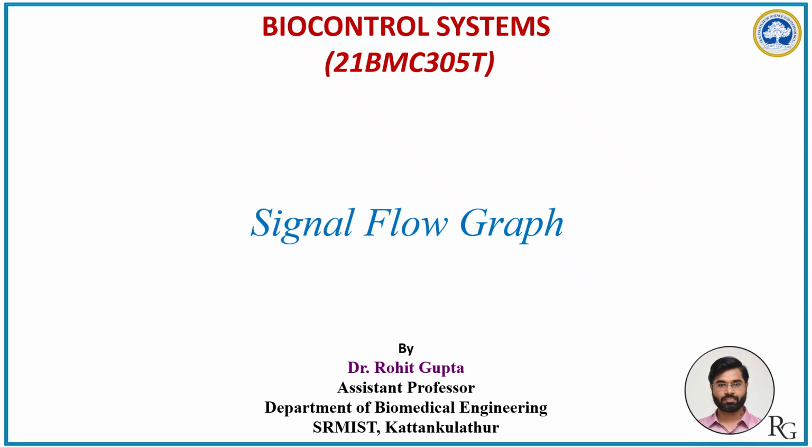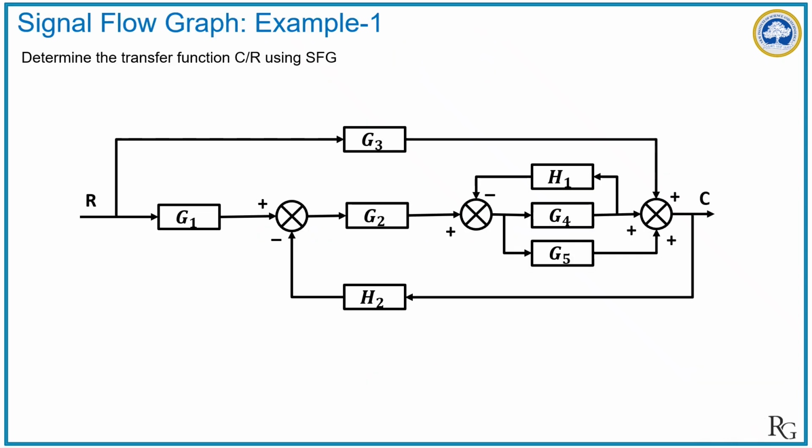In this session, we will see how to solve the signal flow graph if a block diagram is given to us. If the block diagram is given to us, we can find out the transfer function by using the block diagram reduction method as well as using the signal flow graph. So let's take this first example here. The objective is to find out the ratio between the output and input, that is C by R.